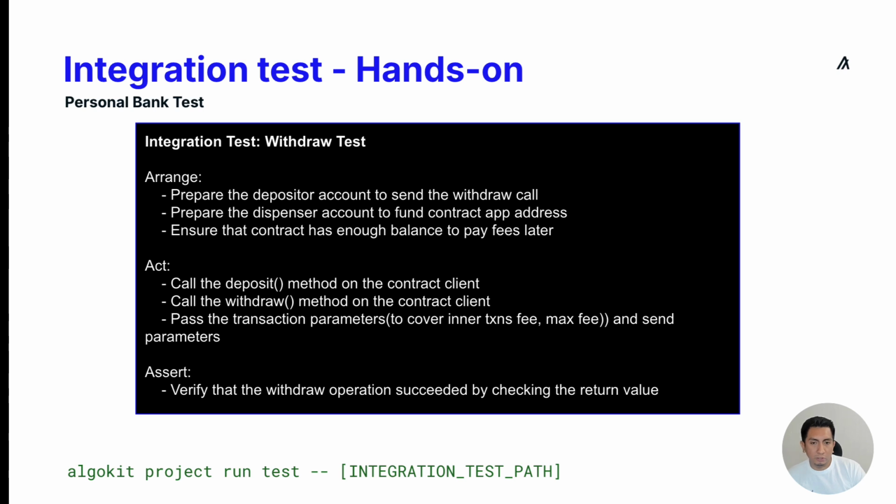We need to call the withdraw method. And we need to pass the transaction parameter or the payment parameter. We need to cover some inner transaction fees for these methods. Because remember, the withdraw method has an inner transaction. Because in the withdraw method, the smart contract will send some algos to the account that is requesting the withdrawal. This is the main difference.